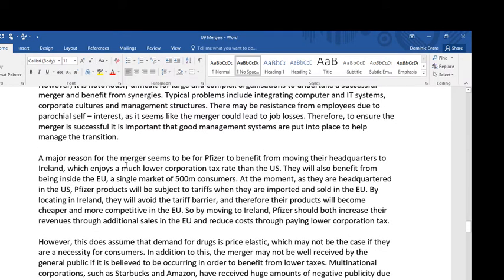A major reason for the merger seems to be for Pfizer to benefit from moving their headquarters to Ireland, which enjoys a much lower corporation tax rate than the US. So I'm using the information from the case study. They will also benefit from being inside the EU, a single market of 500 million consumers.